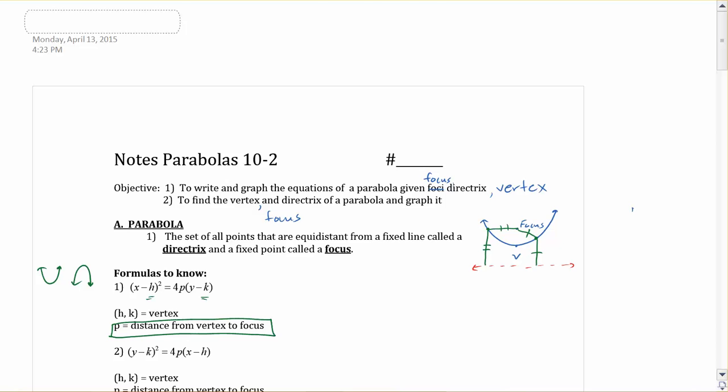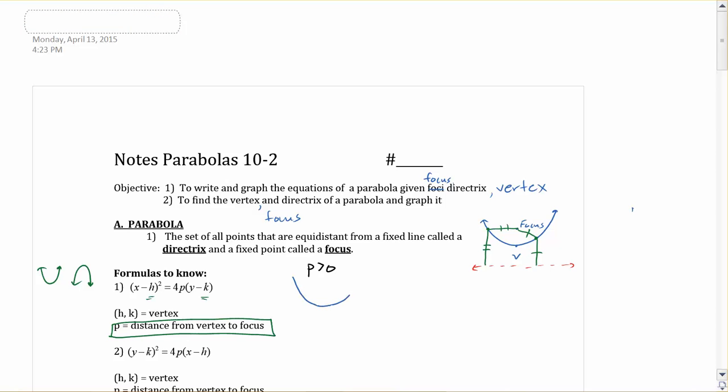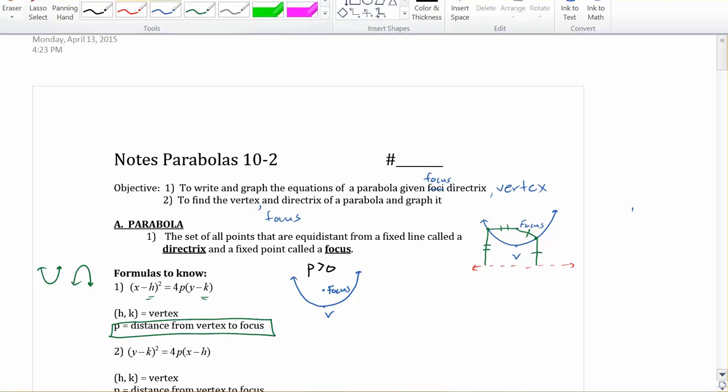If p is greater than 0, so let me go with black here. On your paper it says if p is greater than 0, right? And p greater than 0 meaning p is positive. Your parabola, if p is greater than 0, is going to be facing upward. So on your paper you have an upwards facing parabola. You have your vertex that's on the parabola. You have the focus that's within the parabola, because your focus always has to be on the inside of your parabola. And then you have, drawn in red, the directrix.